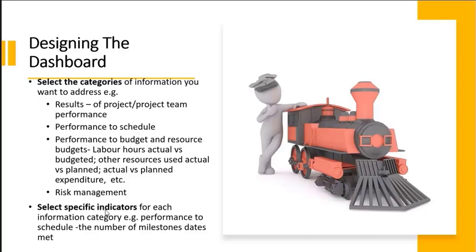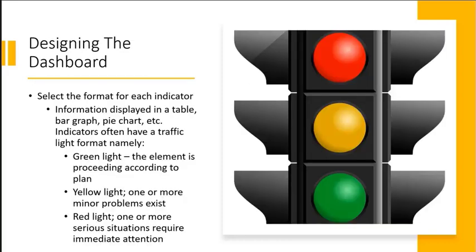We should select specific indicators for each information category. For example, performance to schedule, we can look at the number of milestones, dates met. There are some other things that we can do to make the dashboard easily understood. We could select the format for each indicator. Information could be displayed in a table, bar graph, pie chart, etc.